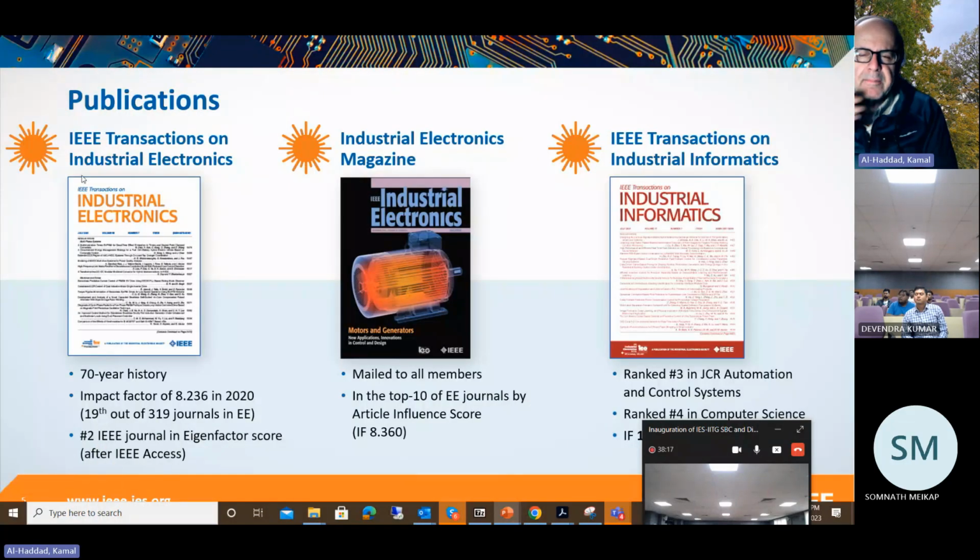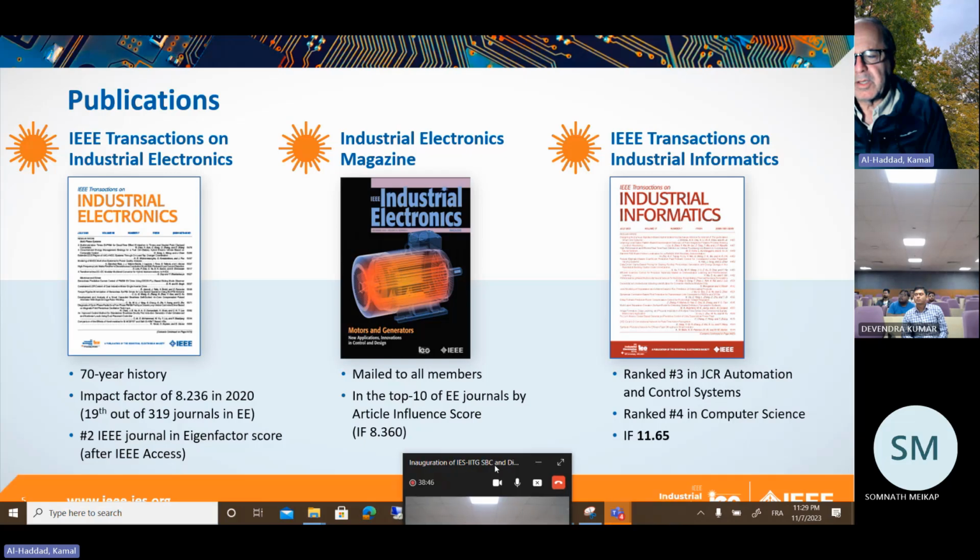As far as our publications, as you know, probably this is very interesting for you. We have three really very known industrial electronics transactions. We have IEEE Transactions on Industrial Electronics. It's now 70 years of history with an impact factor about 8.2 in 2020, now it's probably a little bit less.